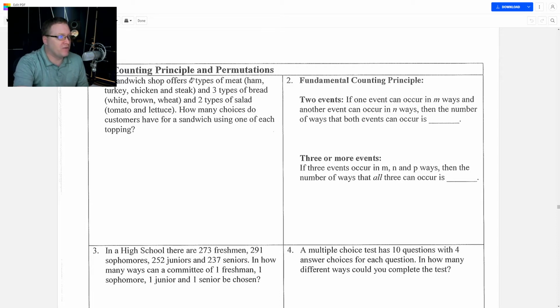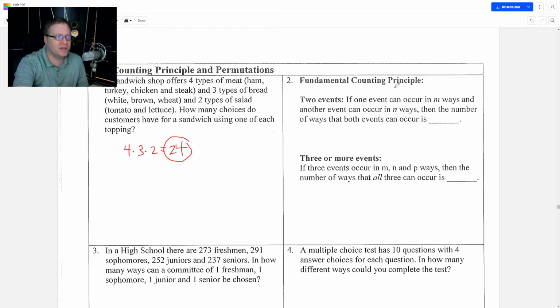We have 4 choices for the first thing, 3 choices for the second thing, and 2 choices for the third thing, and we want to do all of these. So the way we can find out how many different ways we can do them all is 4 times 3 times 2, which is 24. So the answer is just 24.